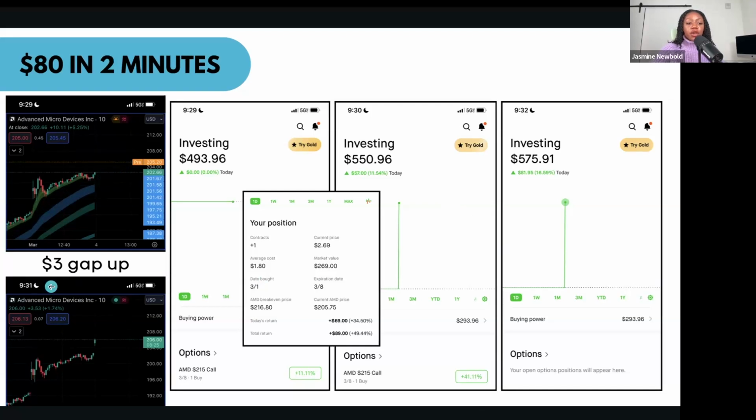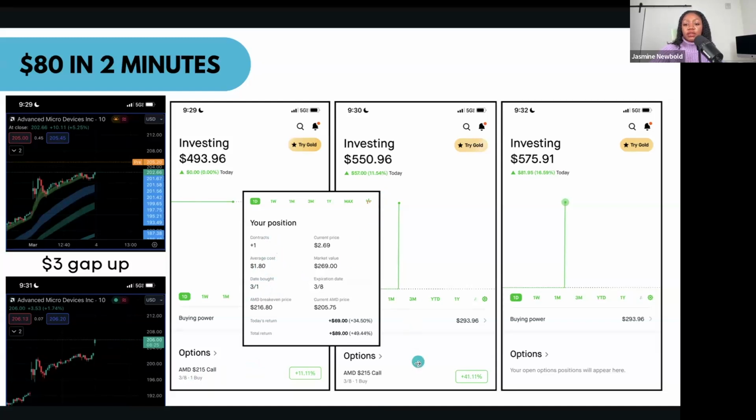First minute of market opening, 9:31. Not only did we gap up, but we started continuing up as we gapped up. So now we're at 206. This was a 215 strike price call. That's out of the money. We're trading at 206. I got a 215. That's out of the money, but that's the one that this account could afford. So that's what I got. I paid $180 for the contract, bought it on March 1st.